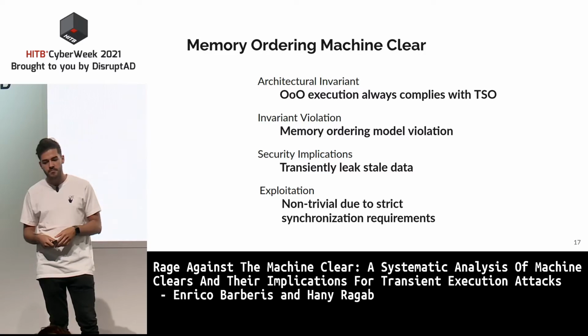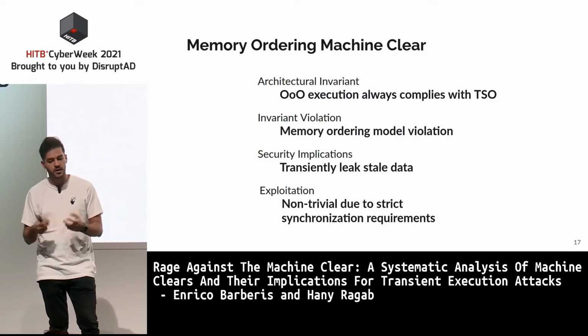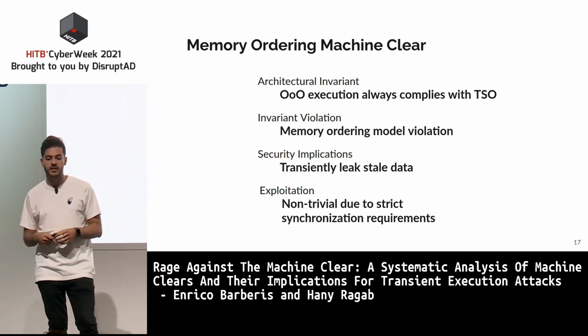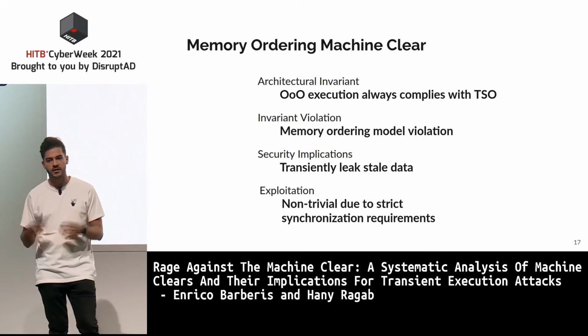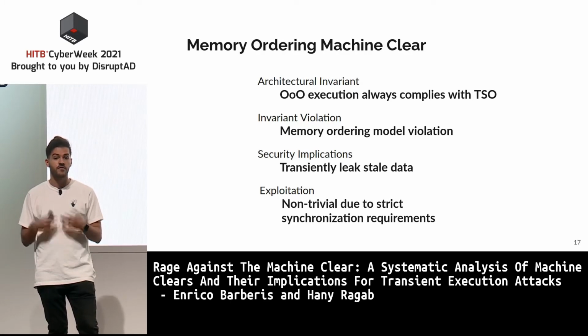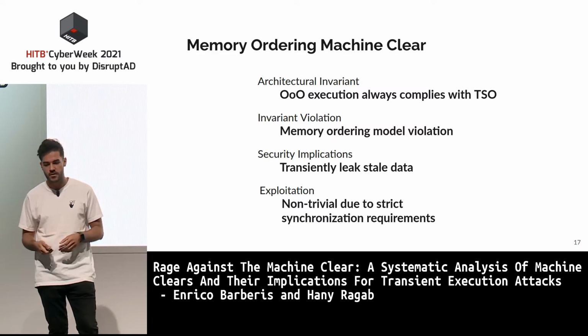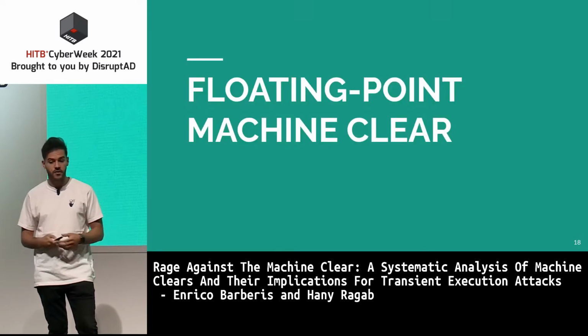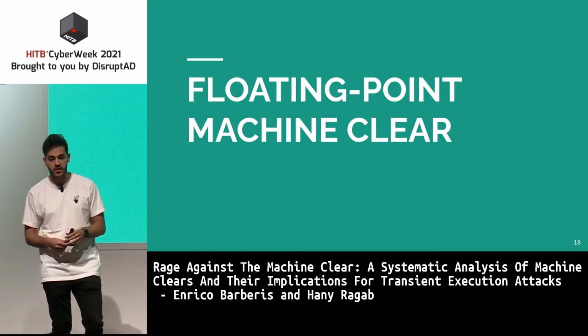And this type of machine clear is non-trivial to exploit. We tried many times, but it's not easy due to the strict synchronization between the 2 cores that needs to be so precise, even more on the microarchitectural level, to violate the memory order model. Now we'll hand over to Enrico, who will tell you more about this third type of machine clear we're presenting today.